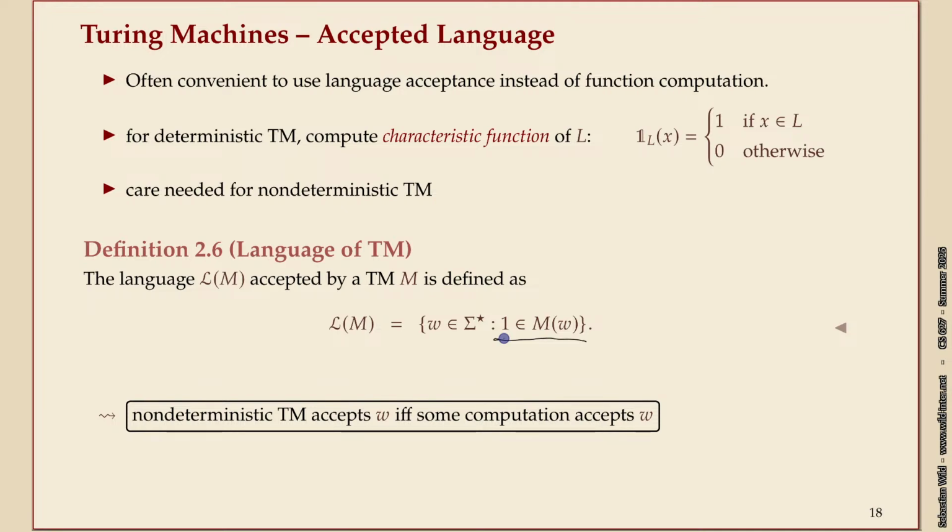There might be many other computations in a non-deterministic machine that produce other outputs. In particular, some might say, no, it's not in the language, output 0. As long as there's one computation that produces a 1, it's part of the language. That is non-determinism in the way we use it. There might be many ways for the machine to branch out. As long as there's one that accepts the word in the end, we treat it as part of the language.